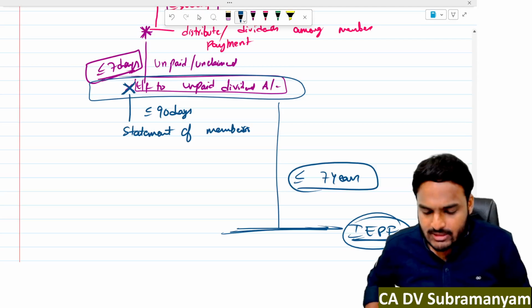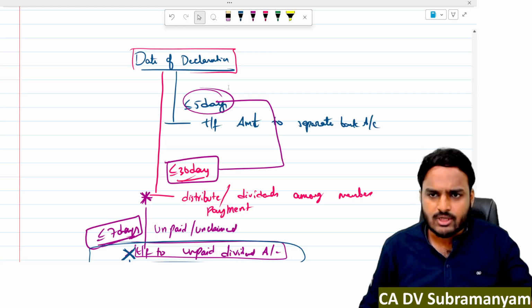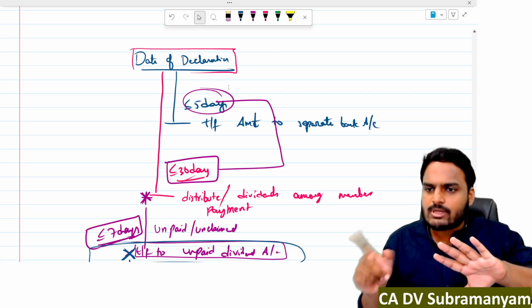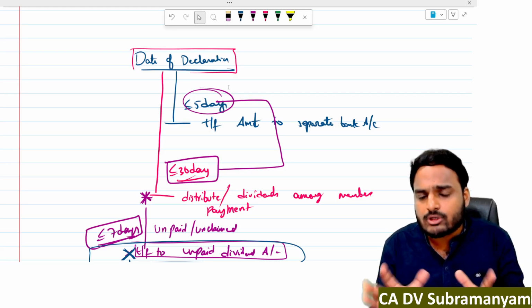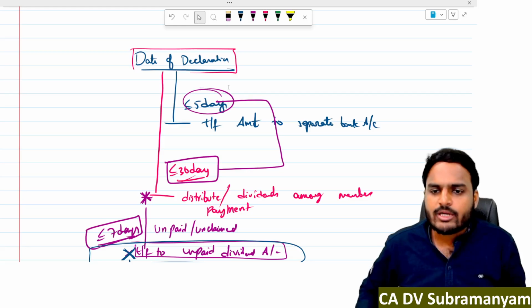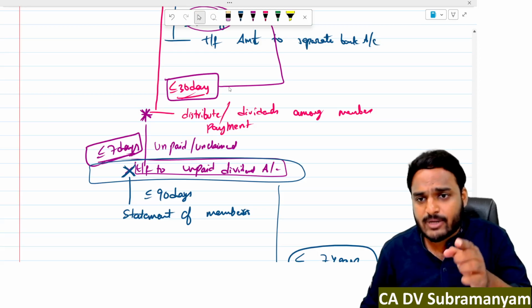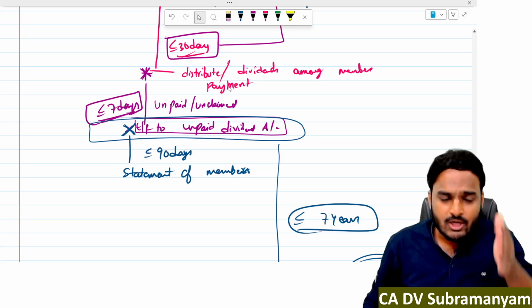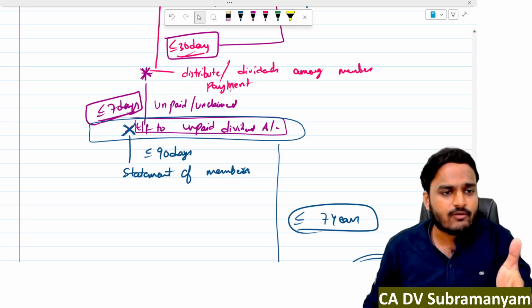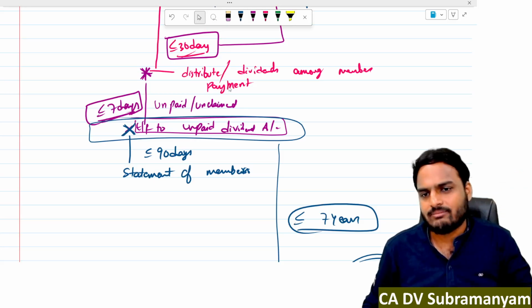Understood? So the limits are very simple. Just small confusion, but very simple. Within 5 days of declaration, transfer to separate bank account. Within 30 days of declaration, distribute entire dividends among the members. If any amount remains unpaid or unclaimed, transfer to unpaid dividend account within 7 days after expiry of 30 days from date of declaration. Once you transfer amount to unpaid dividend account, within 90 days, prepare a statement of members, particulars of the members whose dividend remains unpaid or unclaimed.